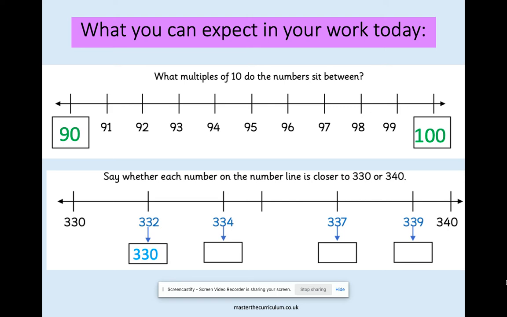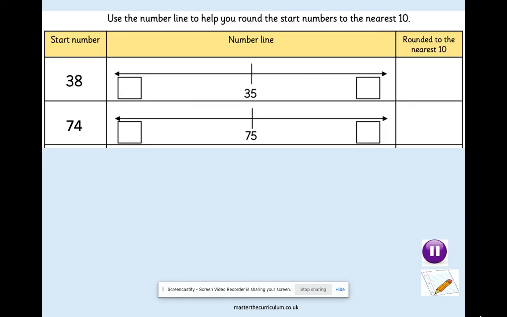334, is it closer to 340 or 330? And this is where a number line comes in really handy for you when you do rounding, because you can visualize where the numbers must sit on the number line. 337 is closer to 340, and so is 339. Use the number line to help you round the start numbers to the nearest 10.